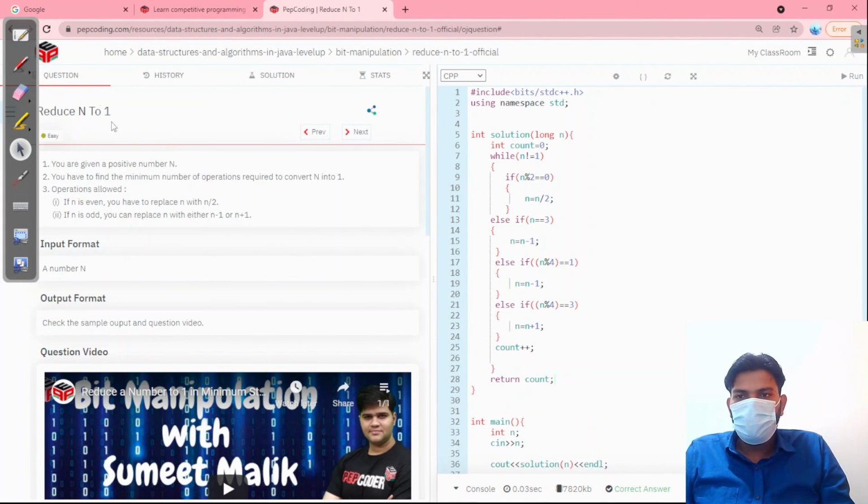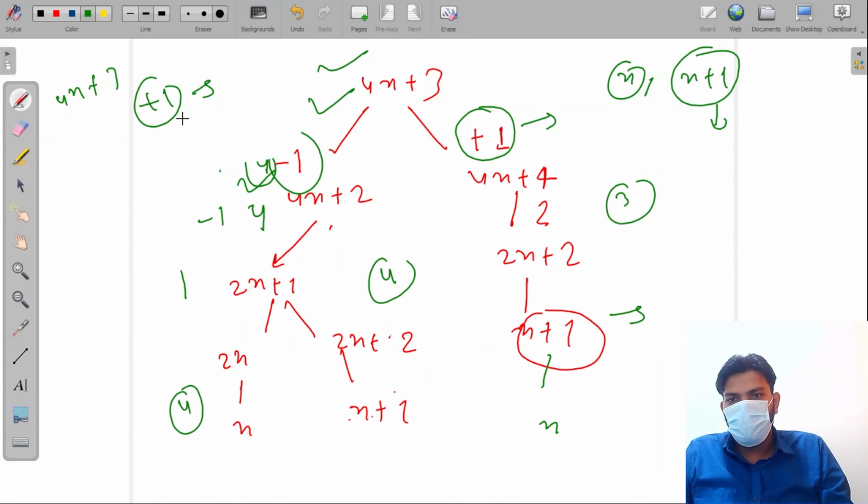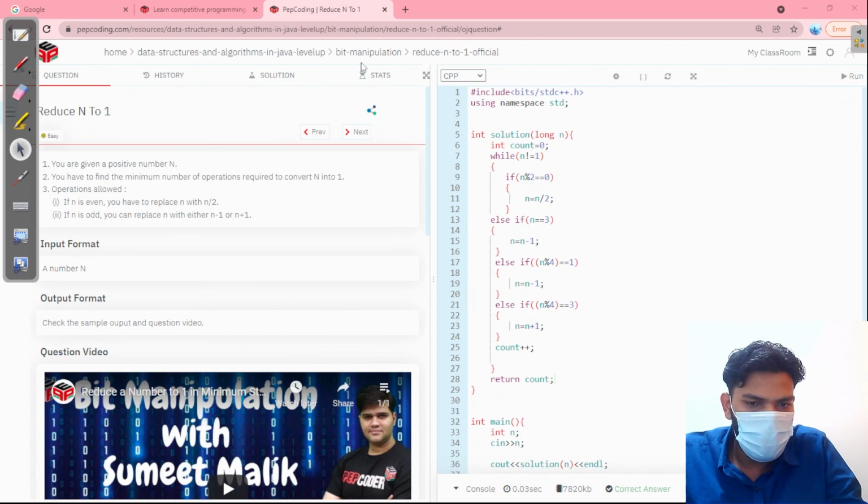So this is submitted. What I'm saying is, in the case of 4x plus 3, plus 1 is advantageous. Why? Because it takes only the minimum steps. And in case of 4x plus 1, minus 1 is advantageous, because it is valid for both cases. So I hope you understand everything. Thank you so much.